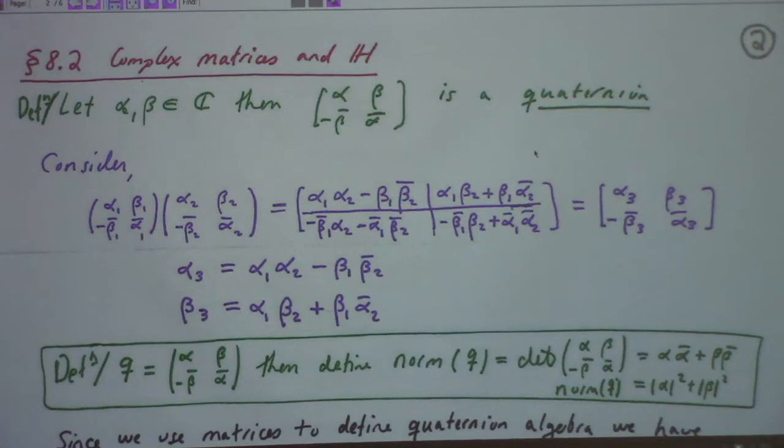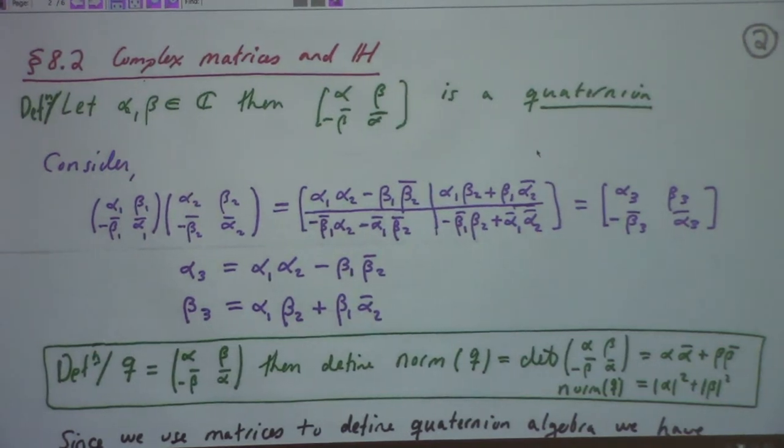Now, one model for quaternions is 2x2 complex matrices. You can look at 2x2 complex matrices in the form alpha, beta, minus beta conjugate, alpha conjugate. If you multiply two of these, you get another object of the same type, which shows you that this multiplication is closed. And if you add or subtract them, or real scalar multiply them, you also get another matrix of the same type.